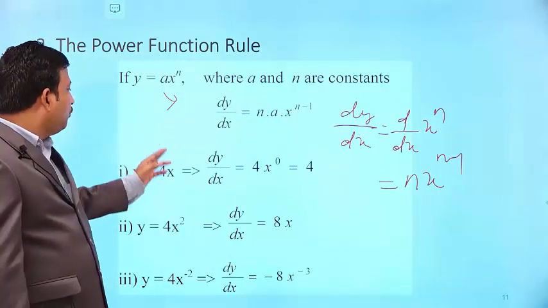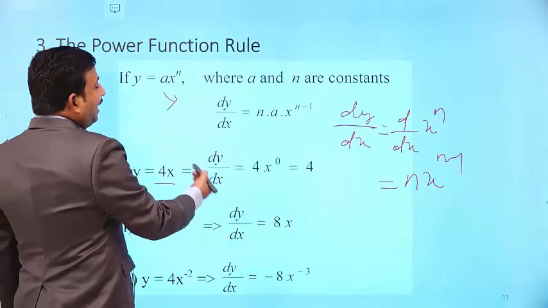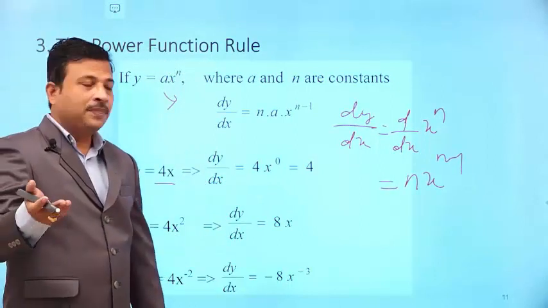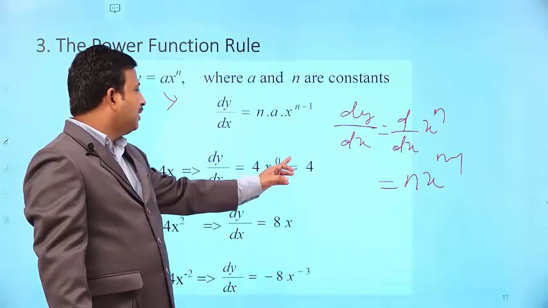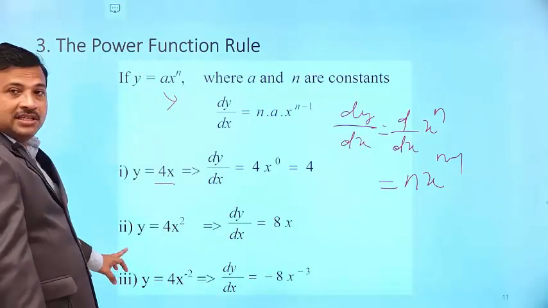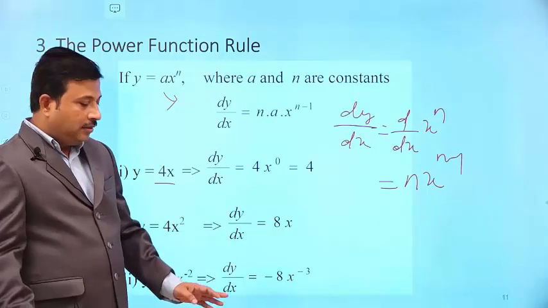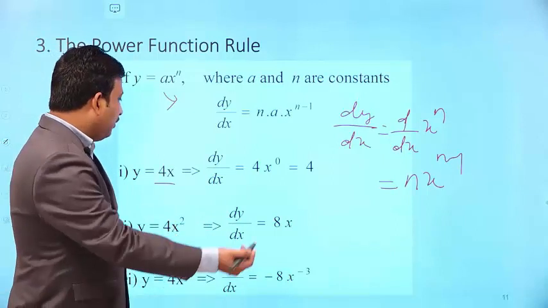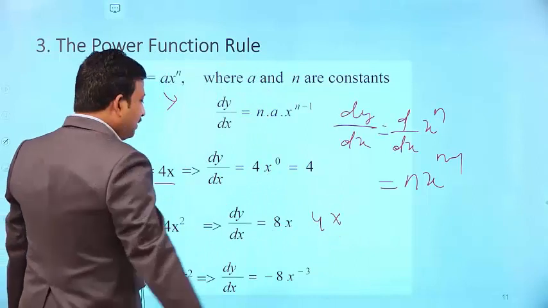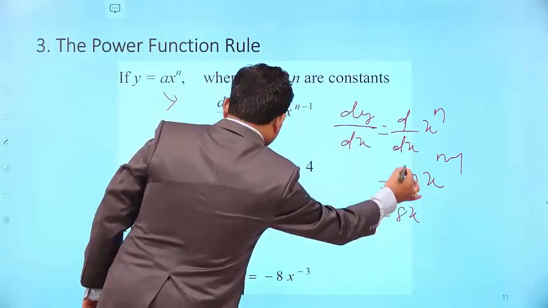For example, if y equal to 4x, then dy by dx equal to 4 into x to the power 0. Anything to the power 0 is nothing but 1. So 4 into x to the power 0 is nothing but 4. Similarly, if y equals 4x square, then dy by dx equal to 8x. How is it 8x? This is 4 into the derivative of x square, which is 2 into x. So this is nothing but 8x.